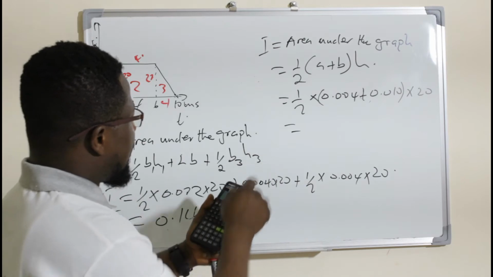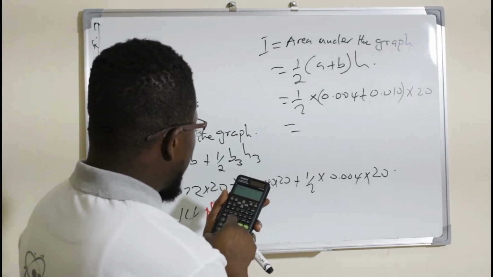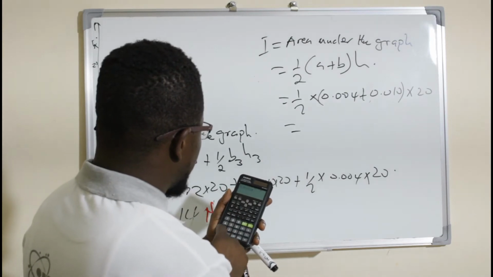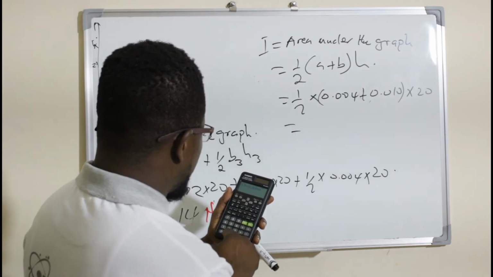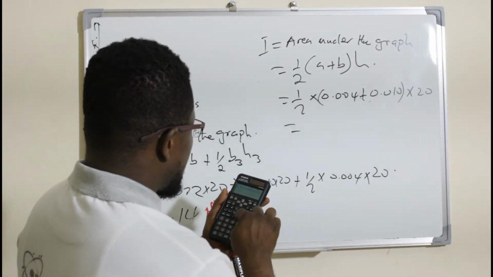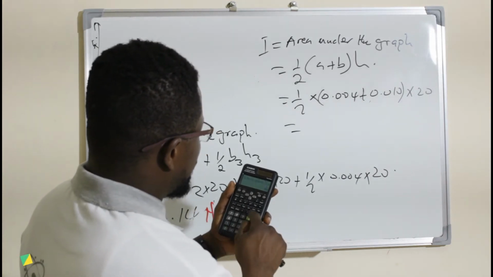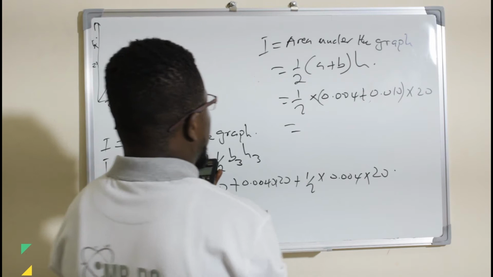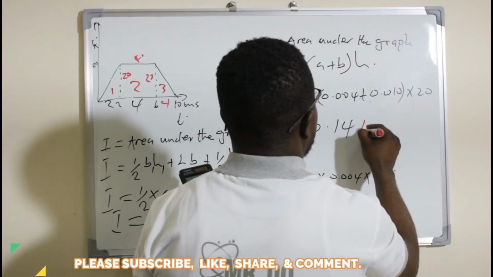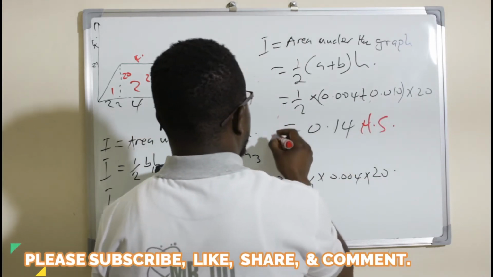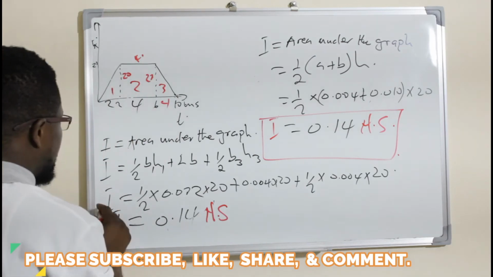All right, so if I do that as well, I am having 0.5 multiplied by 0.004, plus 0.01, and then I multiply that by 20, and straight away we are getting the same thing again, which is 0.14. And the unit is Newton second. So this also becomes the impulse as well. So we can use either.